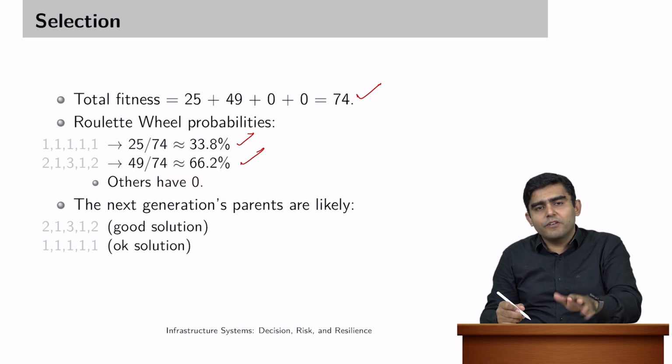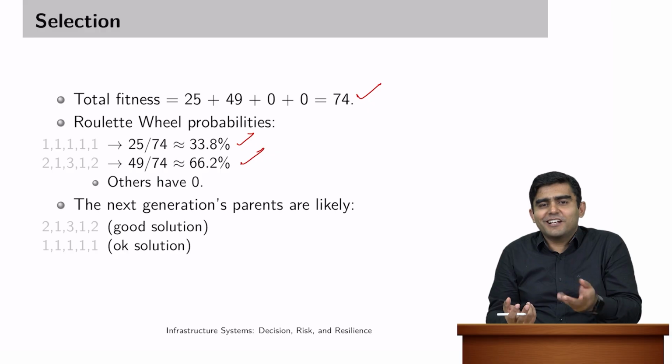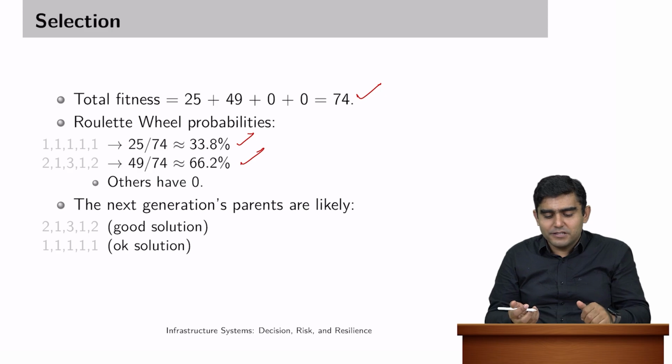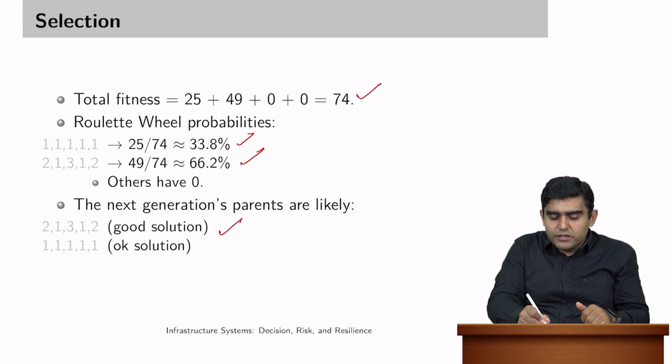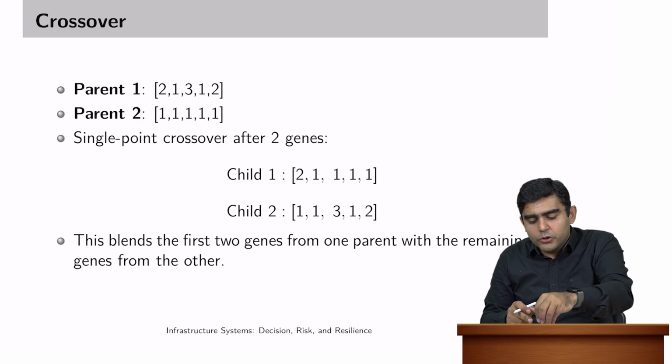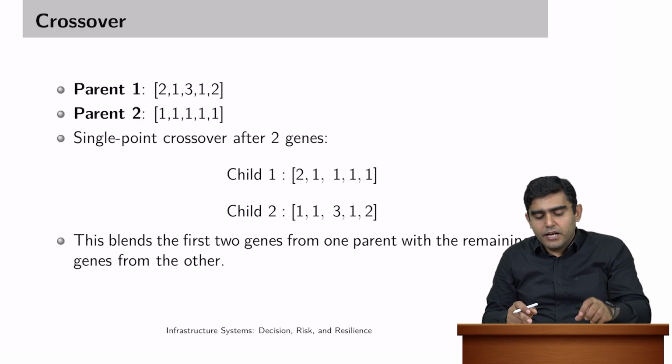This exercise is trivial here because we only have two non-zero parents, so they are going to get selected. But for consistency, computer will not understand this break in algorithm, so we want to make sure all steps are represented, right? So this is a good solution, this is okay solution, so we will let them come together and produce two children, child 1 and child 2.